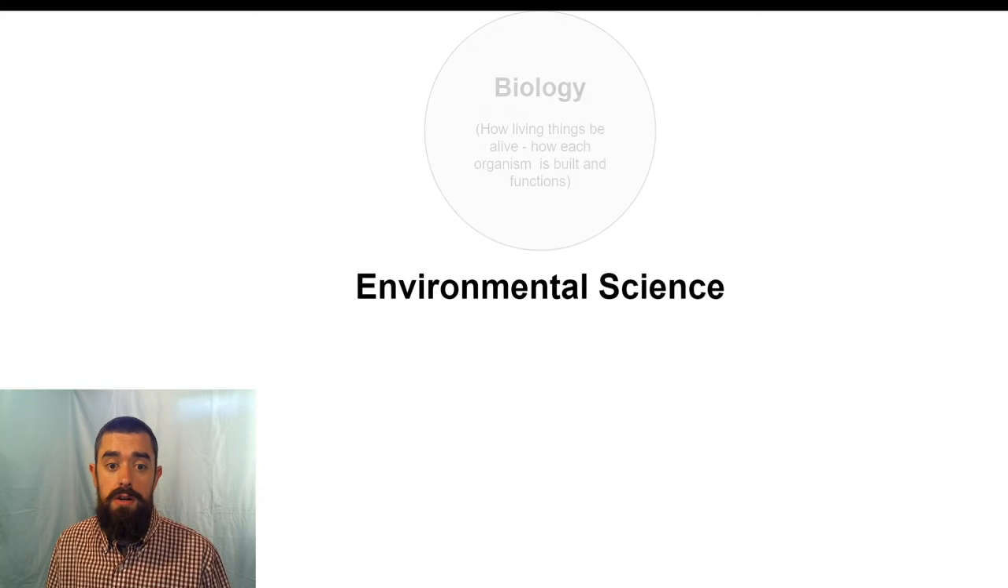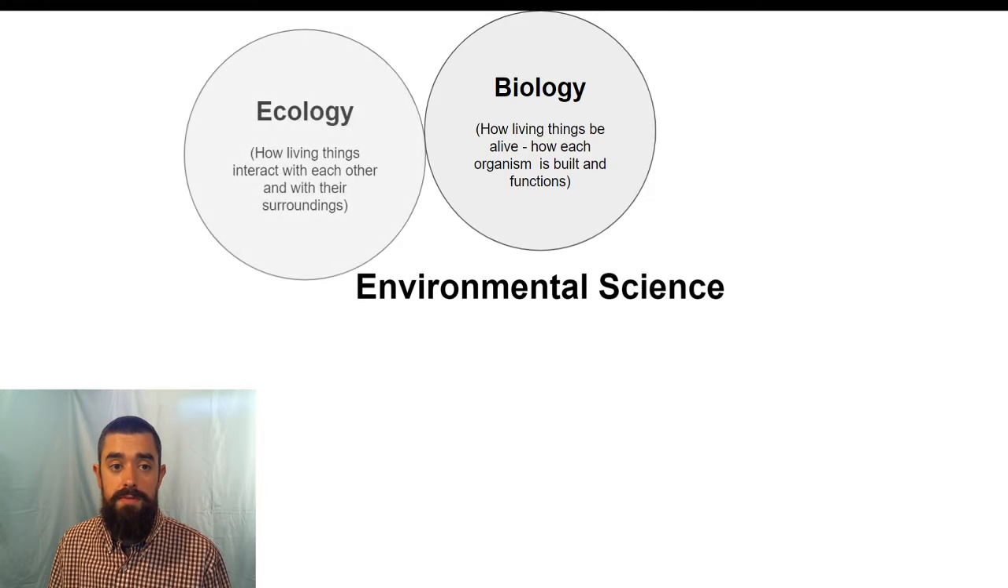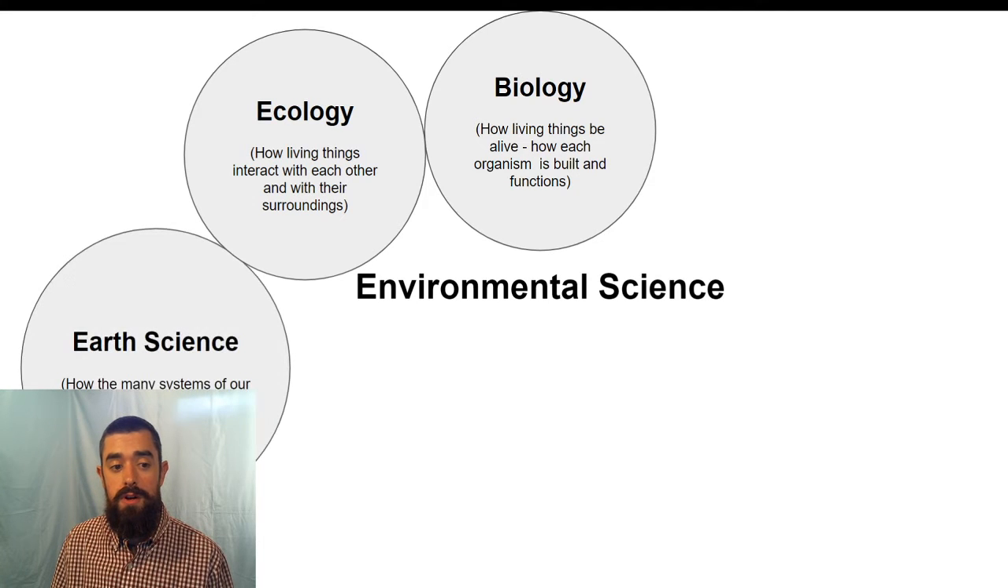So biology is heavily used in environmental science, the study of living things, how everything is built, how it functions. So if it's alive, studying things that are alive. Ecology studies living things, how they interact with their environment and with each other. Earth science is the study of how the different systems in our planet work, how our planet gets put together. So this would be like plate tectonics and what's inside of the Earth and different rocks and geology.